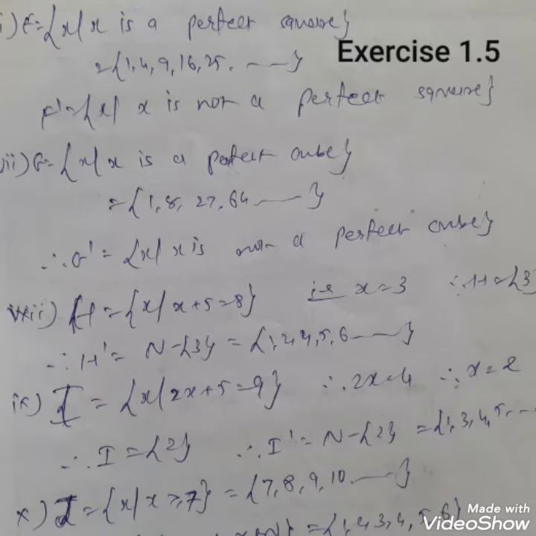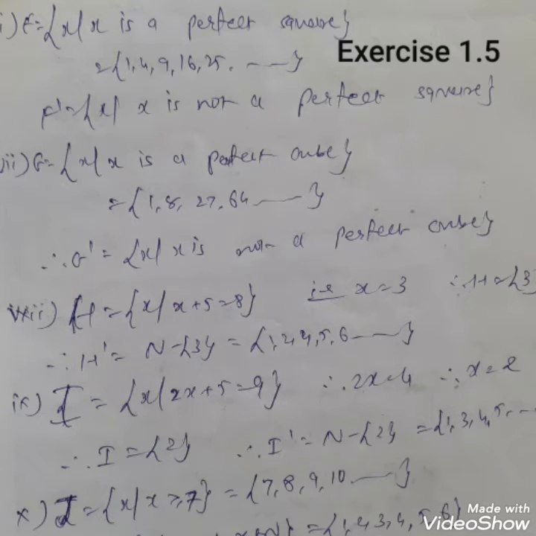Then set G equals x such that x is a perfect cube. So 1 cube is 1, 2 cube is 8, 3 cube is 27, 4 cube is 64, 5 cube is 125 and so on. So set G contains the elements 1, 8, 27, 64, 125 and so on. So here its complement in set builder form, we say that G dash is x such that x is not a perfect cube. So elements are 2, 3, 4, 5, 6, 7, 9, 10, 11, 12 up to 26, then 28 to 63 and so on.